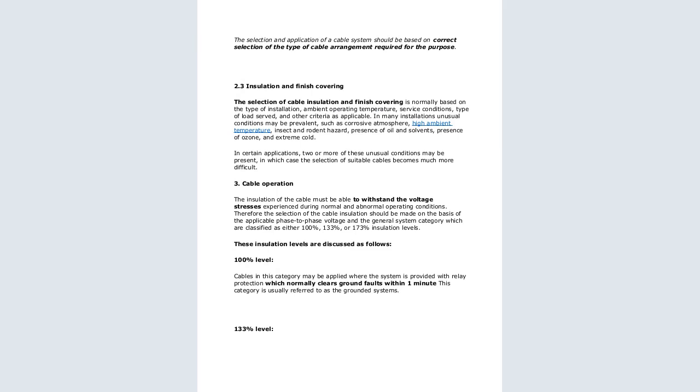Another one is the insulation and finish covering. That is another thing that has to be considered. The selection of the cable insulation and finish covering is normally based on the type of insulation, that is, the ambient operating temperature. We talked about the ambient temperature. We have the service conditions, the type of loading served. These are the major issues there, and other criteria as applicable.